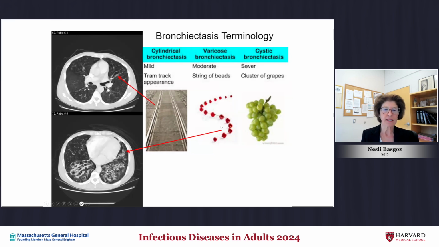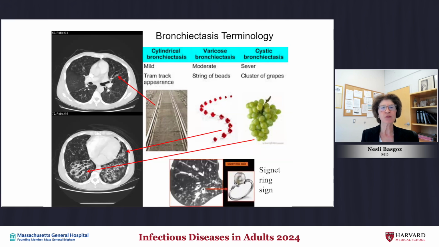And then finally, late-stage bronchiectasis is called cystic. And you can see that's also called a cluster of grapes, where there's destruction of large areas of lungs. Another term that you'll see is the signet ring sign, and this means peribronchial inflammation or peribronchial nodules.